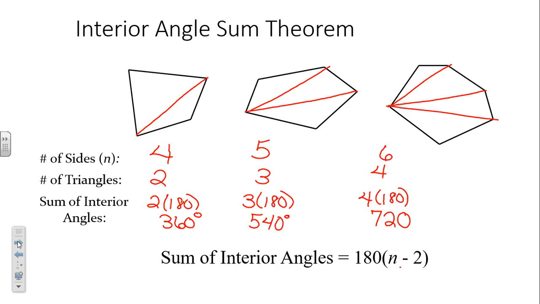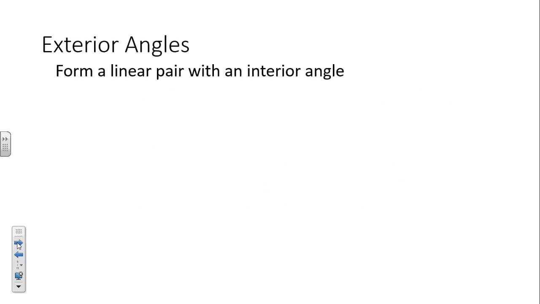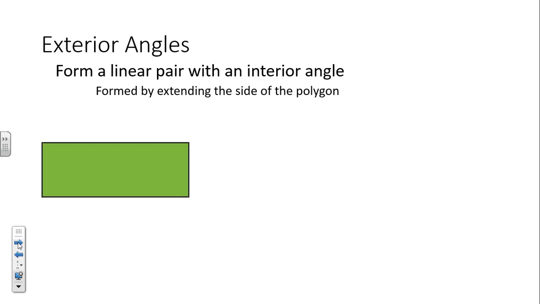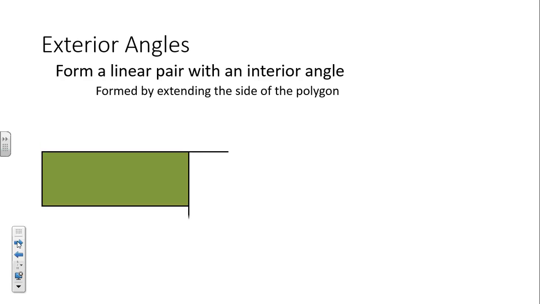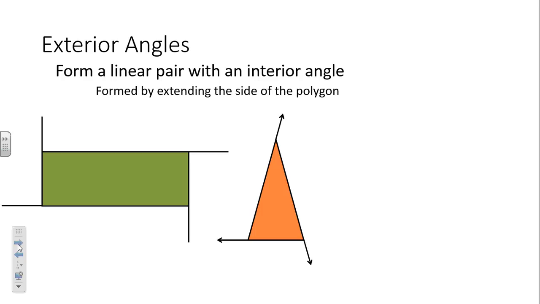All right. So the next one says then, let's talk about exterior angles. Okay? So your exterior angles form a linear pair with an interior angle. What does linear pair mean? Forms a line. Okay? How many degrees in a line? 180. Okay? So when we're looking for a linear pair or an exterior angle, we're going to take 180 minus the interior angle. Okay? So those are the exterior angles of a rectangle. Here are the exterior angles of a triangle. We just extend the sides out. Okay?